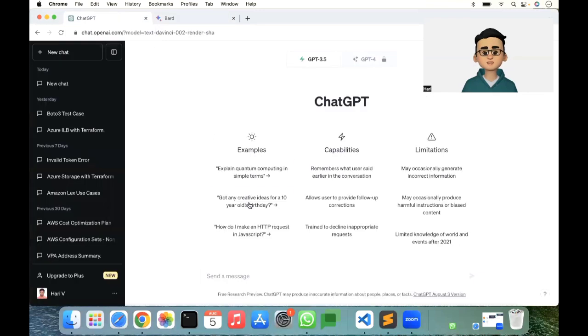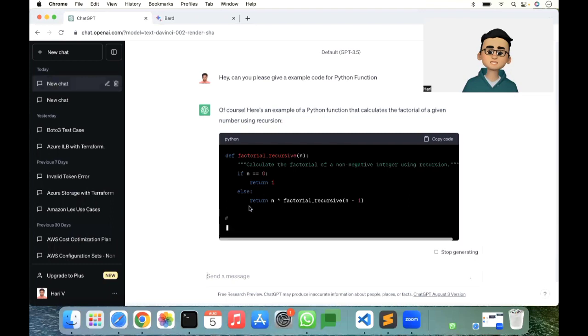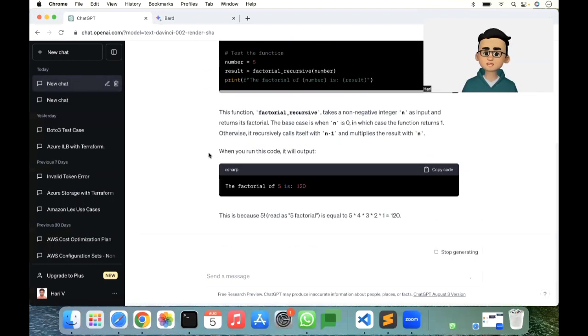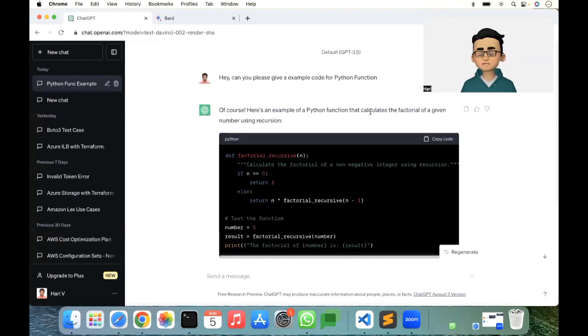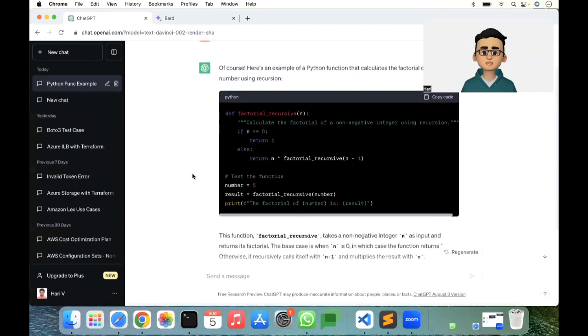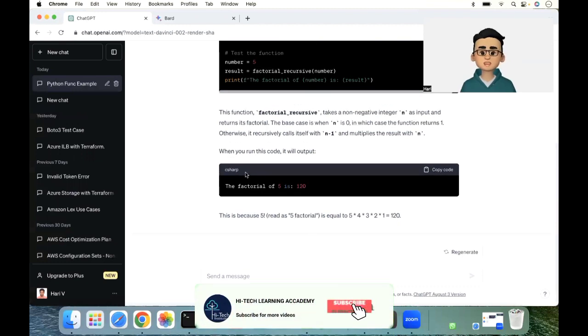So in ChatGPT, maybe we can start from something simple, and we'll compare how each gives the response and what differences we can feel. I can ask ChatGPT, hey, can you please give me example code for Python functions. When I ask ChatGPT, it immediately starts giving me a response. If you scroll up, we can see an example Python function that calculates the factorial of a given number. Some examples are given, along with the explanation ChatGPT gives.